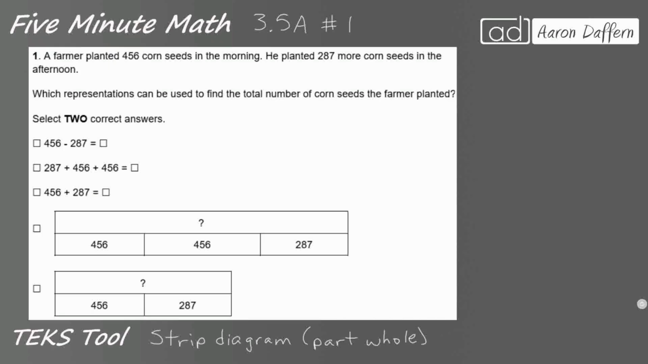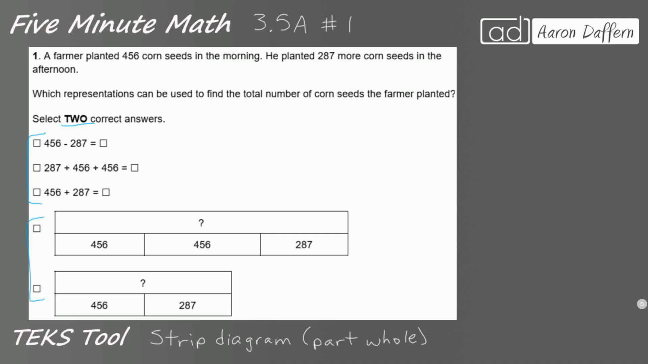All right, so we've got a farmer planting some corn. And we need to find two representations. So this is a multiple select. Now, whenever you get a problem like this, most likely one of your answers is going to be an equation, and then one is going to be a strip diagram.